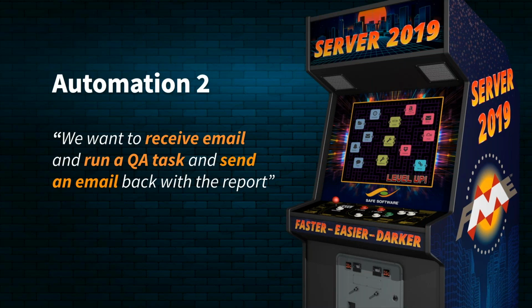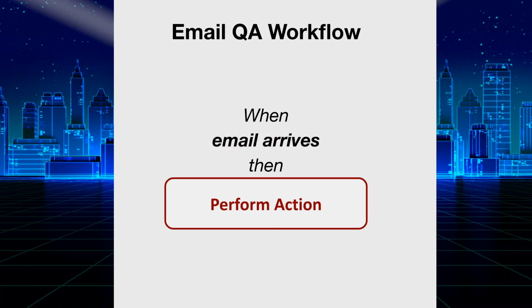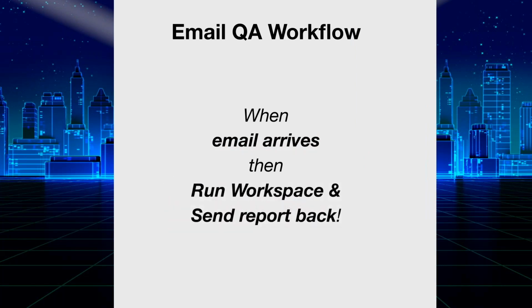This next one, we're going to receive an email, and then we want to run a QA task and then send an email report back to the user. It's the same pattern. This time, instead of a schedule, we're going to look to see when an email arrives. Then we're going to perform an action, and there are two steps in this. We're going to run a workspace, and then we're going to send the report back.